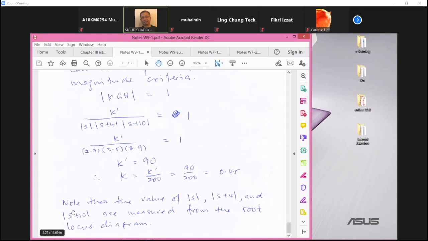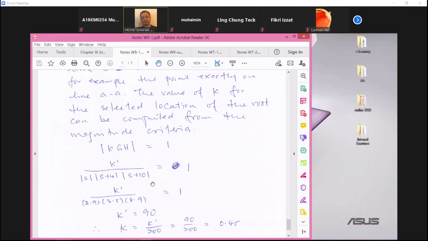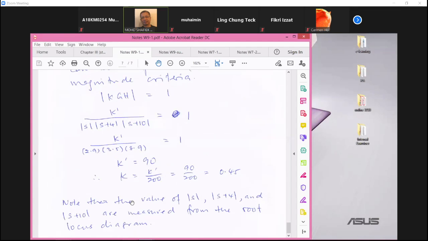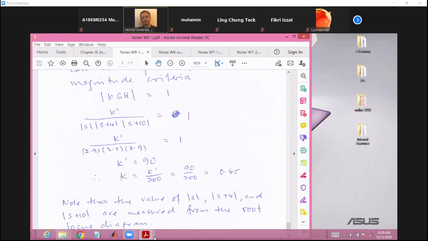Okay, so here I have a note. Note that the values of magnitude of s, s plus 4, and s plus 10 are measured from the root locus diagram. So now this is the second part of your question. Answering this question, you're going to earn another 4 marks. Okay, so that is how you estimate the value of your controller gain k from your root locus diagram.